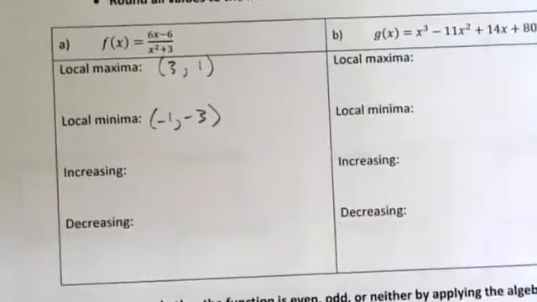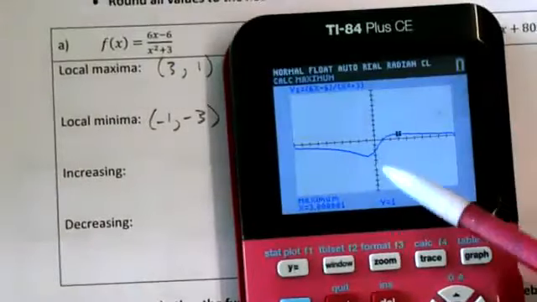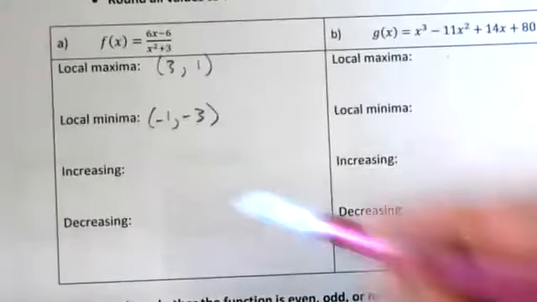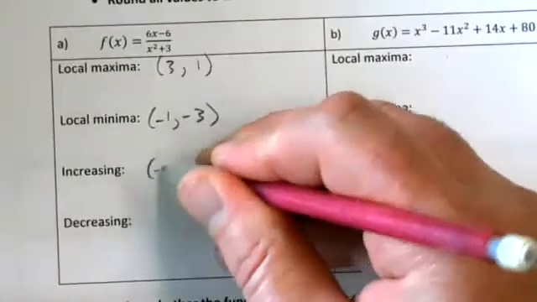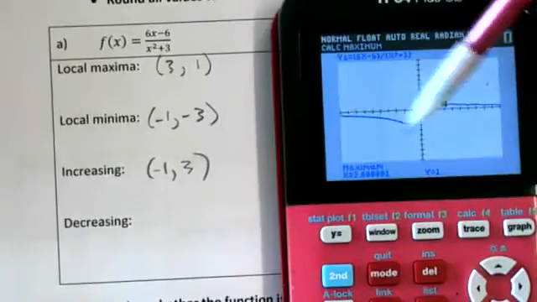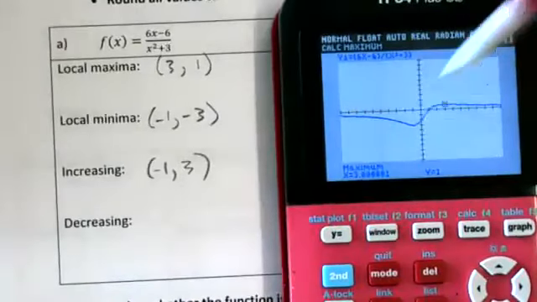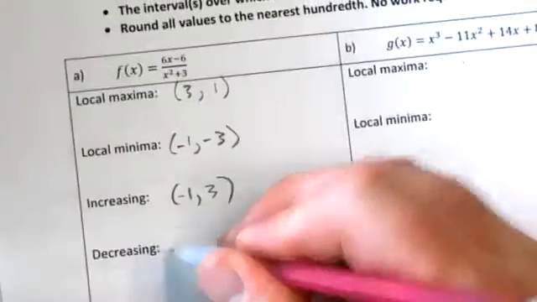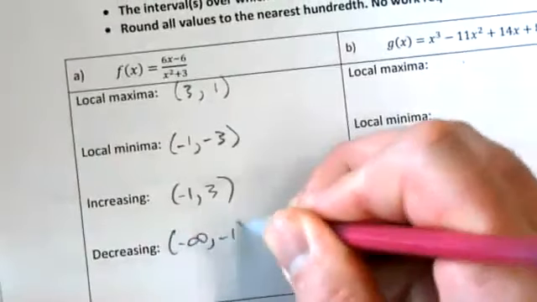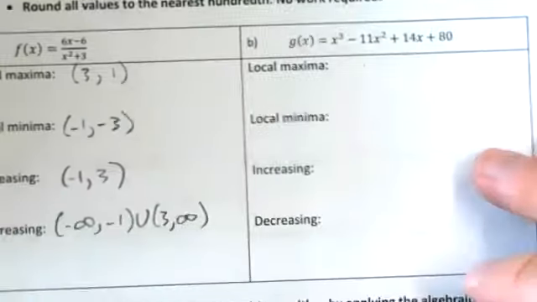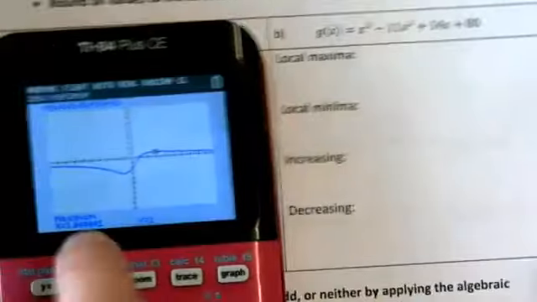All right, increasing. When I look at this graph, the only place that's increasing is between those. Keep in mind, we're using x coordinates here. So from -1 to 3. It's decreasing from -infinity up to the x coordinate here, which was -1, and it's also decreasing from 3 up to infinity. So -infinity to -1, and then 3 to infinity. All right.